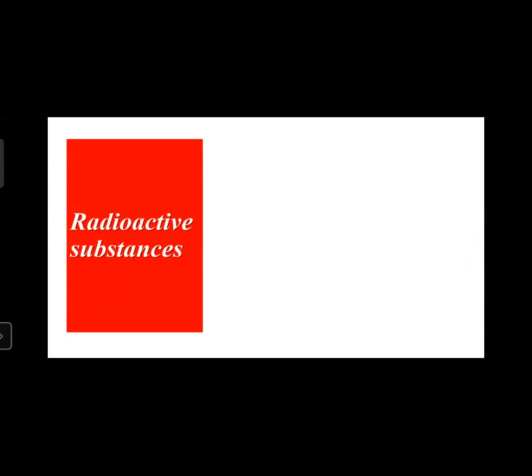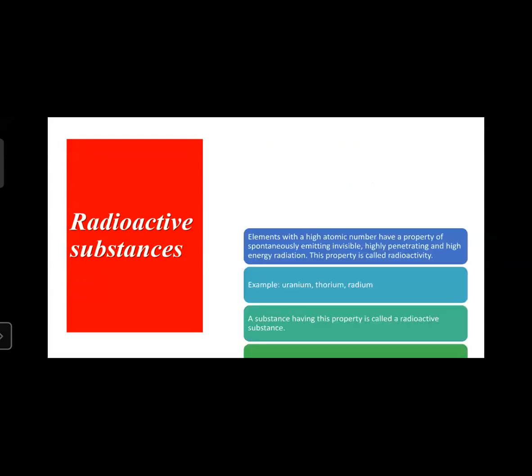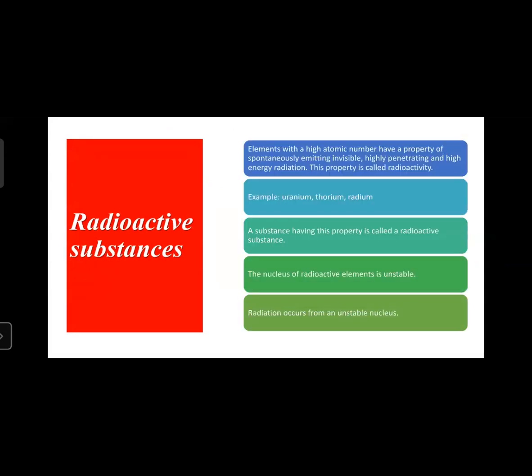Then we have seen radioactive substances. Radioactive substances are the elements having higher atomic number, and they continuously, spontaneously emit invisible, highly penetrating and high energy radiation. Some examples are uranium, thorium, and radium. These substances having this property are called radioactive substances. The nucleus of those radioactive substances is unstable. Radiations occur from that unstable nucleus.